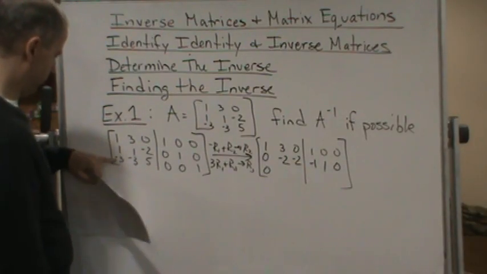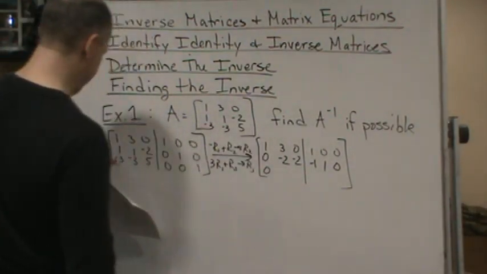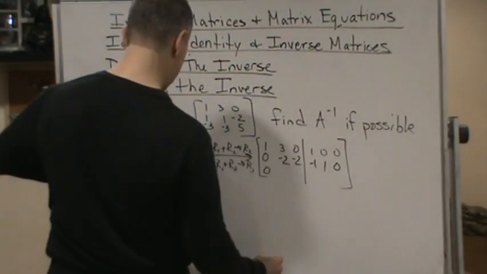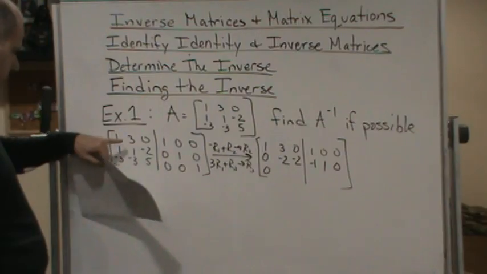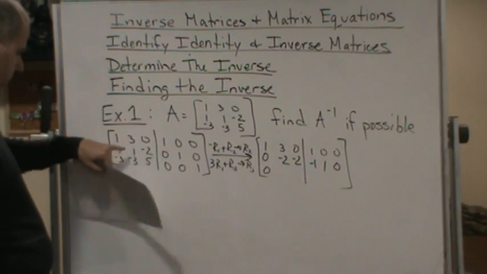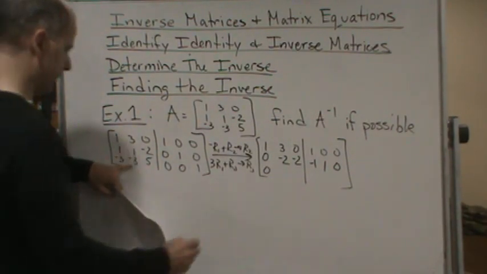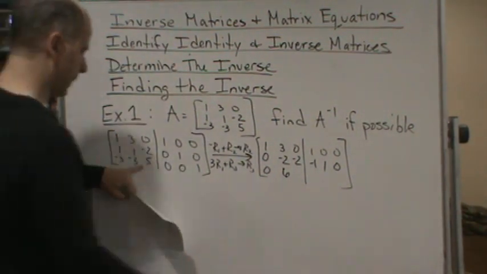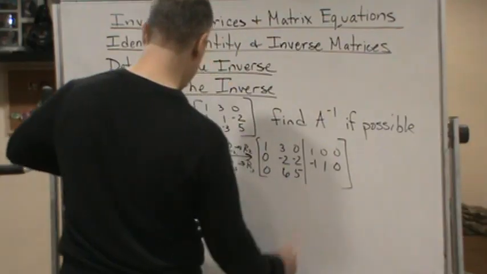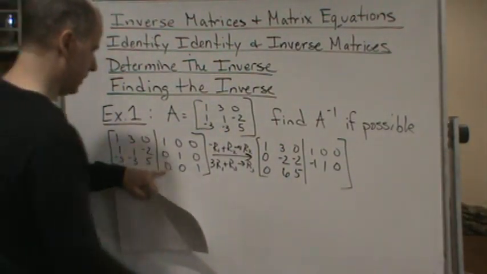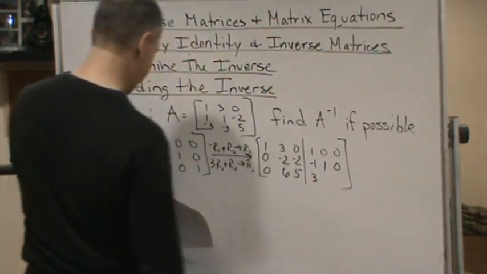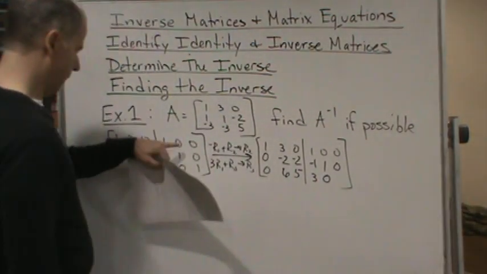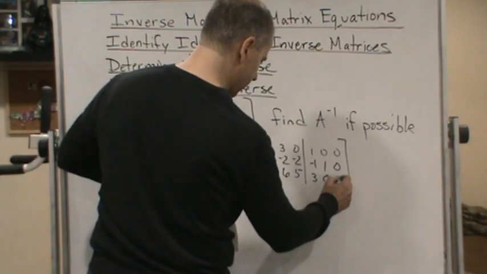Now the third row, we're going to get 3 times row 1 plus row 3. So 3 plus -3 is 0. We got that. Then, I'm sorry, that's going to be 9. Yeah, 9 plus -3 is 6. And then 0 plus 5 is 5. And then we get 3 plus 0 is 3. 0 plus 0 is 0. 0 plus 1 is 1.